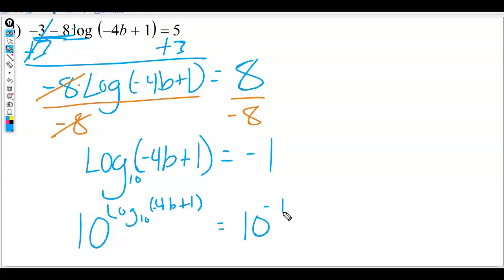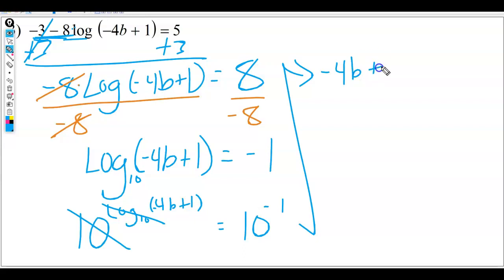All right. What's your next step? Next step would be to cross off those. And that leaves us with this little expression here. -4b plus 1 equals 10 to the -1. Now my next question to you is, what is 10 to the -1 power? Take a moment and see if you could figure that out.